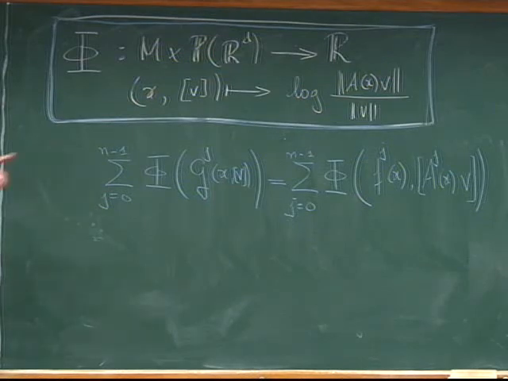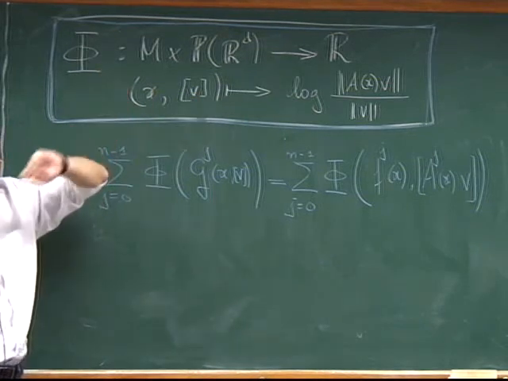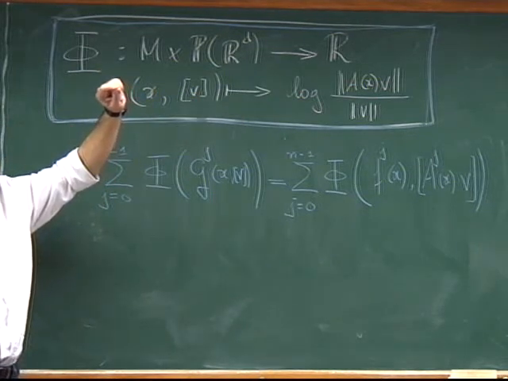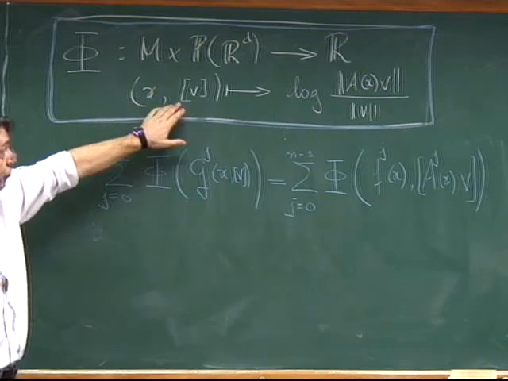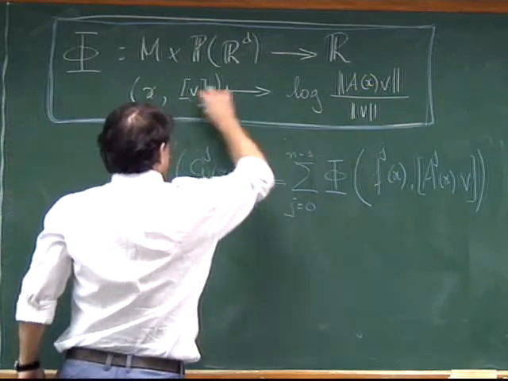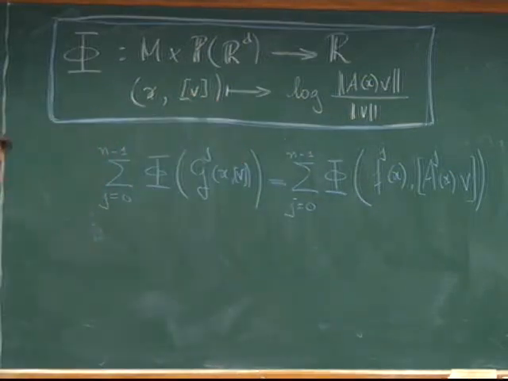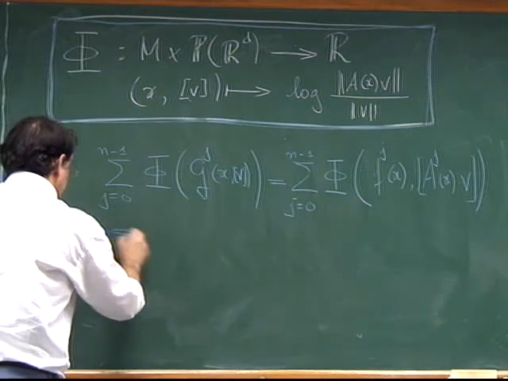When I write this, this means the real line through the vector v. It's an equivalence class where I consider two vectors equivalent if they differ by a factor. And the factor is irrelevant there. This is all fine. Now, what is this sum, this big sum?